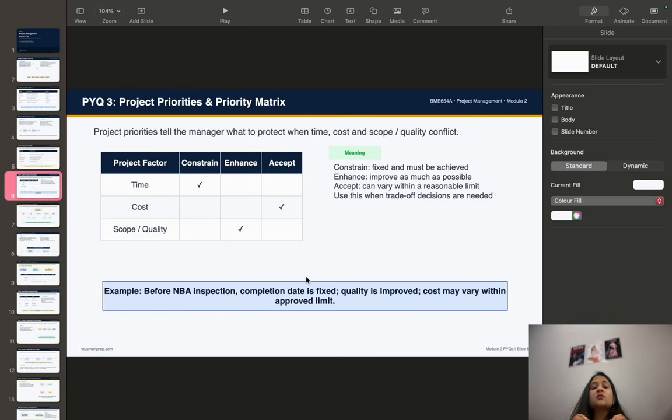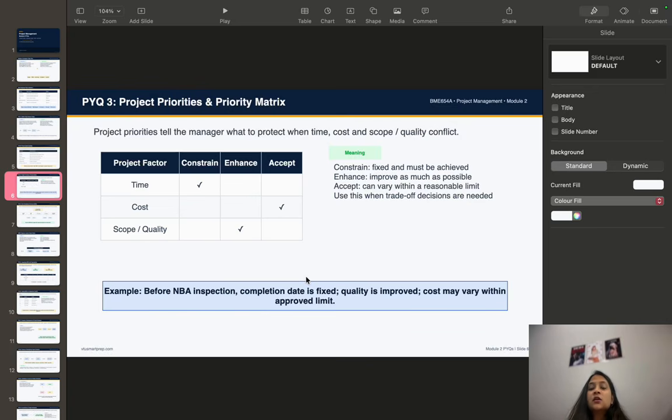So project priority is going to help the project manager decide what to protect when there is a conflict between the time, cost, and scope or the quality. Clear? So these four keywords you have to remember. And there are three terms, which are constrain, enhance, and accept. So what is constraint? Constraint means something fixed that must be achieved.